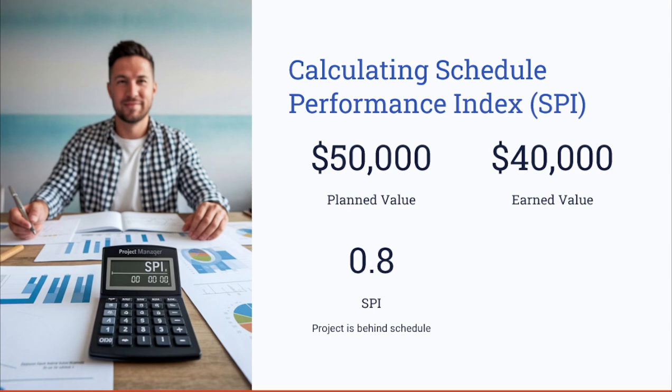This is how you can calculate the SPI, or the schedule performance index, using the planned value, or PV, and the earned value.